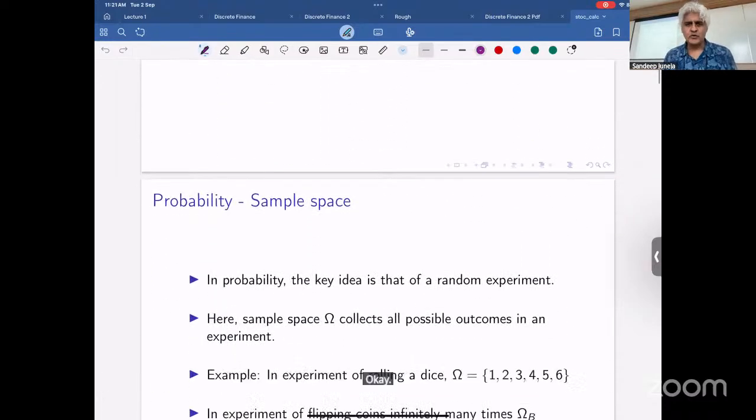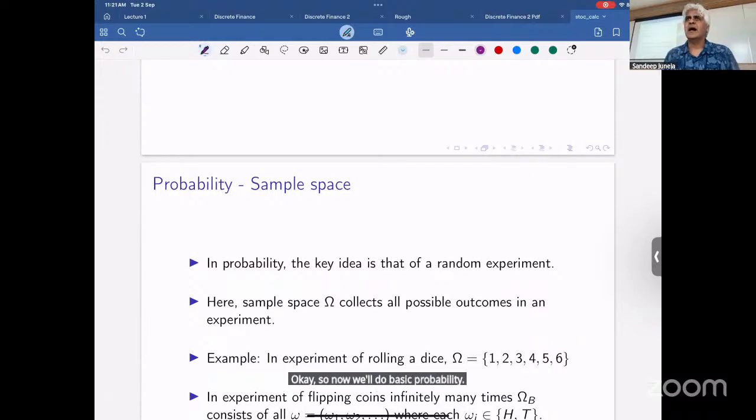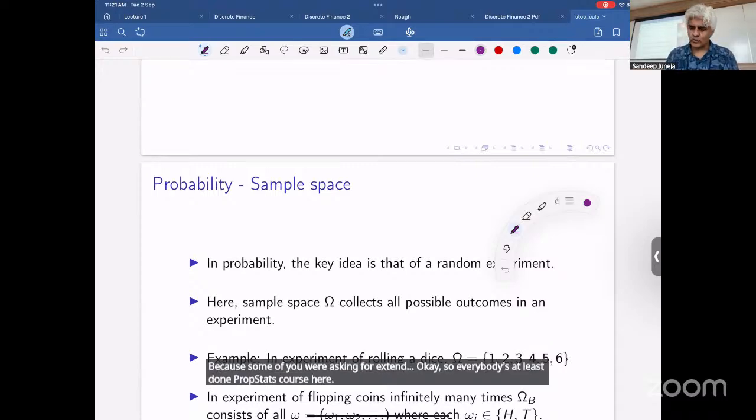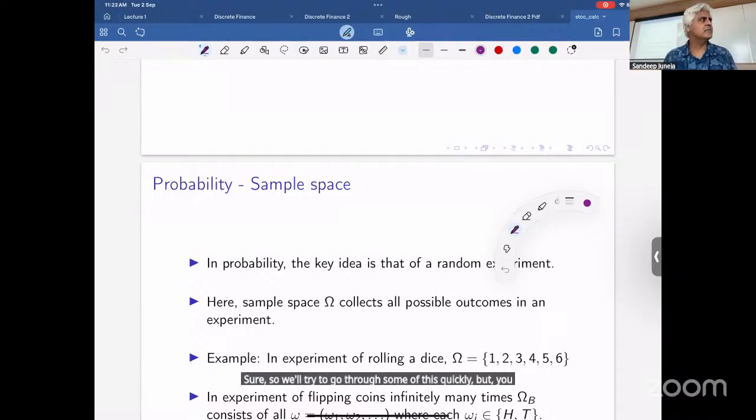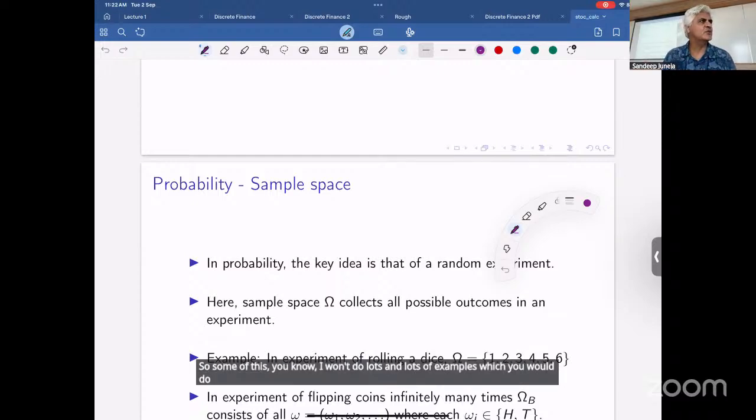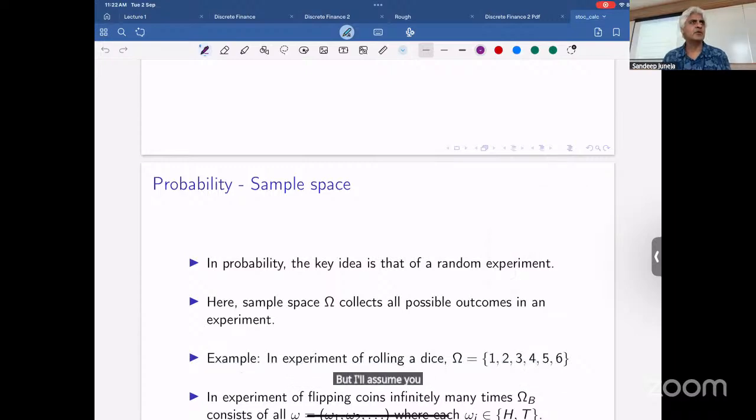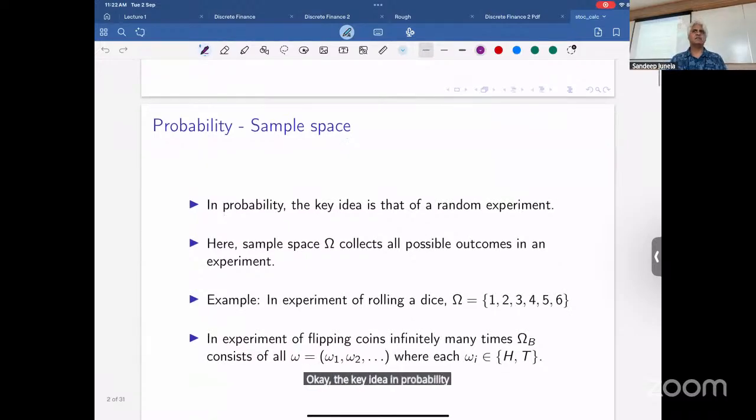Okay, so now we'll do basic probability. How many of you have not done a probability and statistics course here? Some of you were asking for extension. Okay, so everybody has at least done a prob stats course here. We'll go through some of this quickly, but we are doing this in a measure-theoretic way, which many of you have not done, so you'll see it at a fairly quick pace. I won't do lots of examples as in a proper analysis course, but I'll assume you'll pick up those things on your own. The key idea in probability is that of a random experiment.